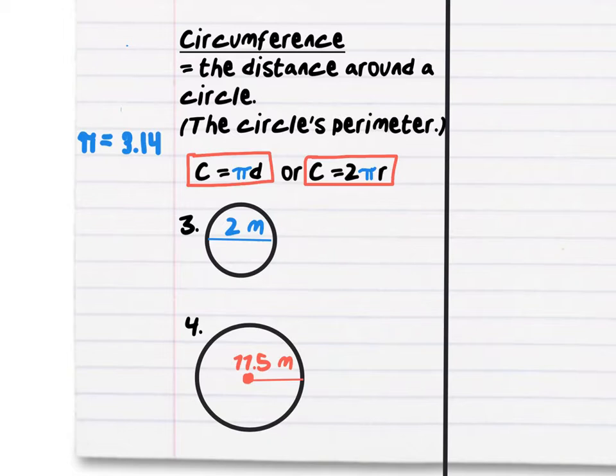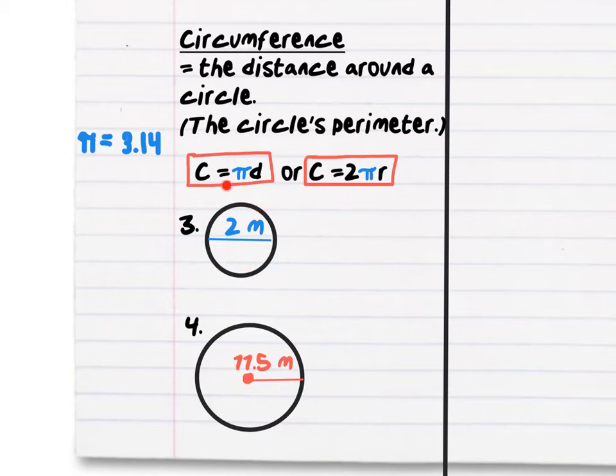Okay, so in this section, we're going to talk about circumference. Circumference of a circle is the distance around a circle. It's also known as the circle's perimeter. So if I were to ask you for the circumference of this circle right here on number 3, I am asking for the distance all the way around this circle. Like if I were to take a tape measurement and measure it all the way around, this is the circumference.